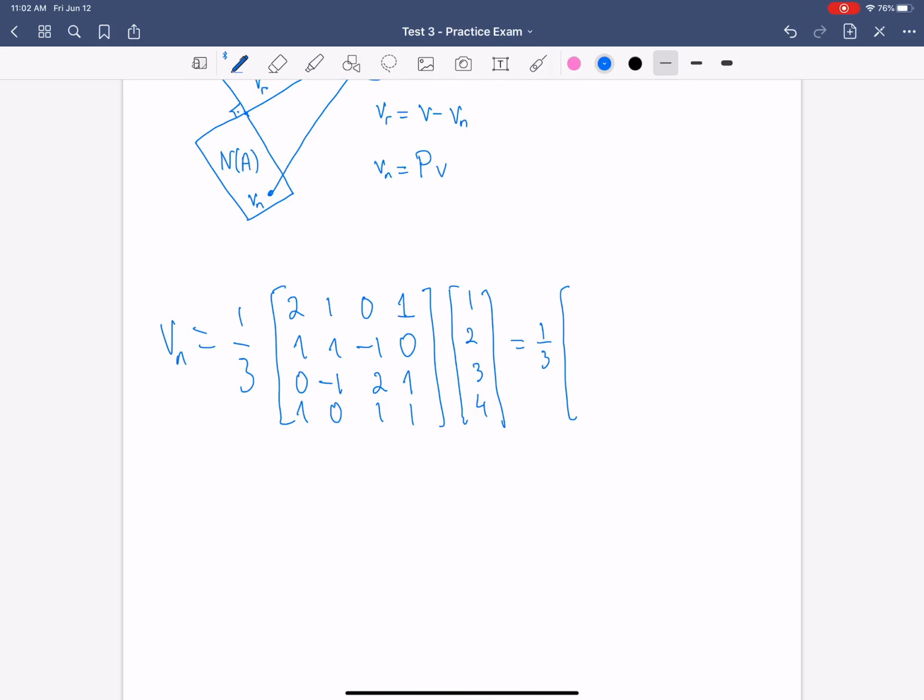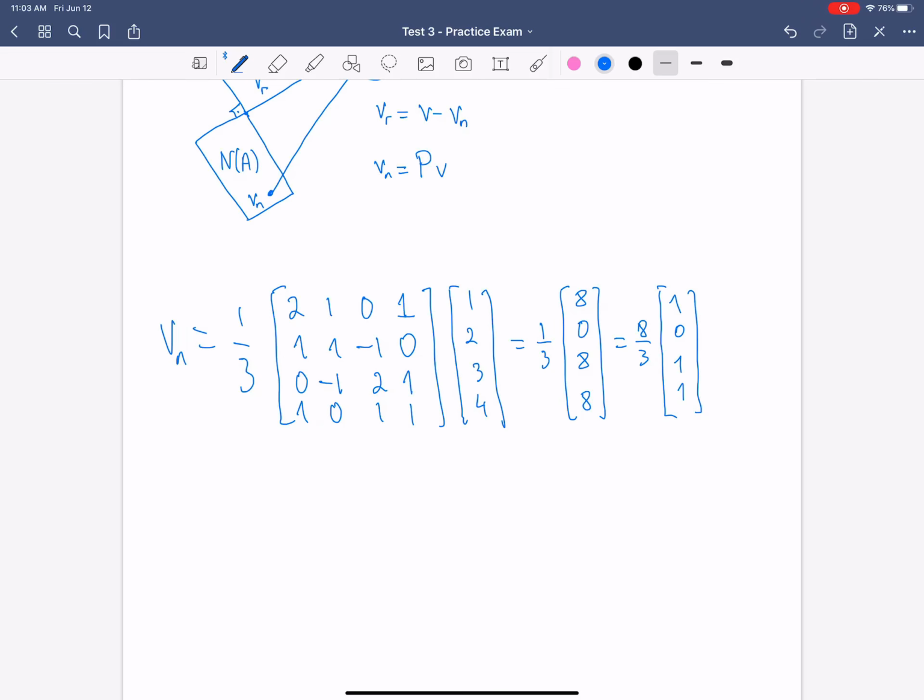1/3 times, let's see, what do we have? 2 plus 2 is 4. 4 plus 4 is 8. Then we have 1 plus 2 is 3 minus 3, that's a 0. Then we have 0, negative 2 plus 6 plus 4. So that's 10 minus 2, that's an 8. And then we have 1 plus 3 plus 4, that's again an 8. Oh, that's interesting. I did not plan for that. So really I could just write 8/3 times 1, 0, 1, 1. I don't know, it just looks nicer.